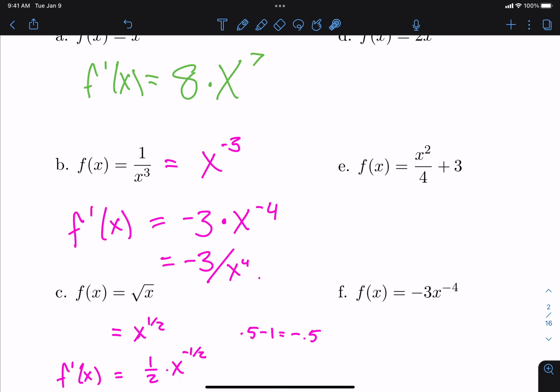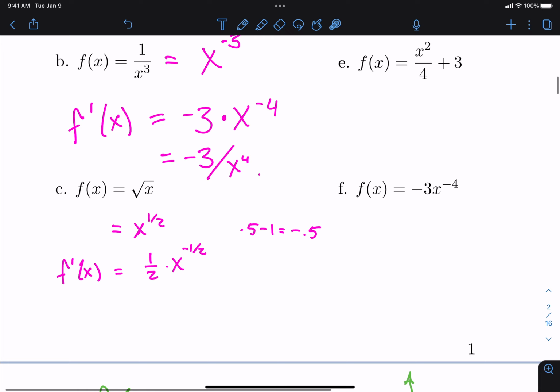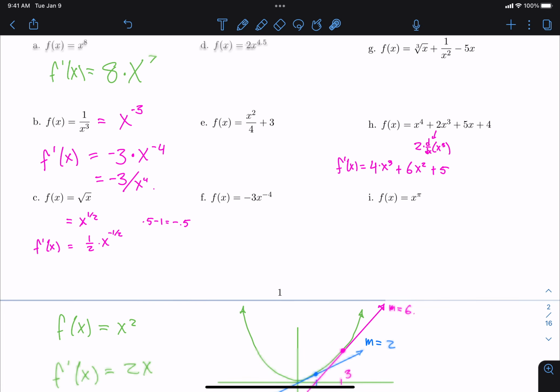And we can do all sorts of other stuff with square roots, right? We can subtract 1 from 1/2 to get negative 1/2. So x to the 1/2, its derivative would be 1/2, because that's the power, gets multiplied down. Take away 1 from 1/2, then you have negative 1/2.